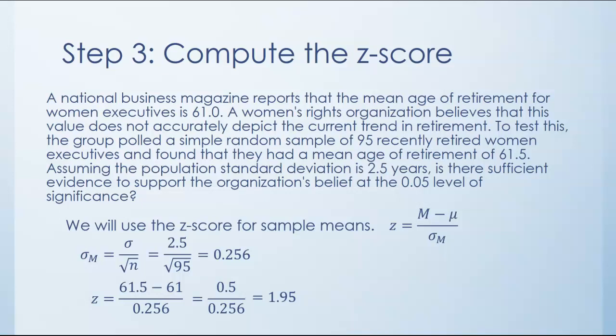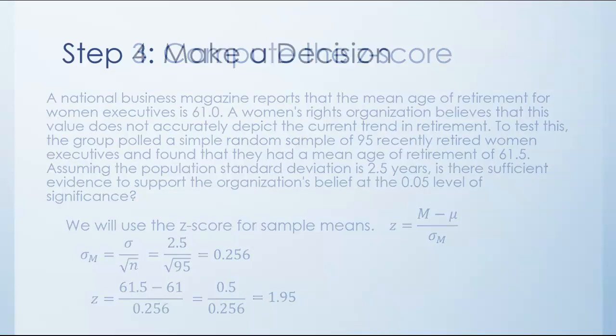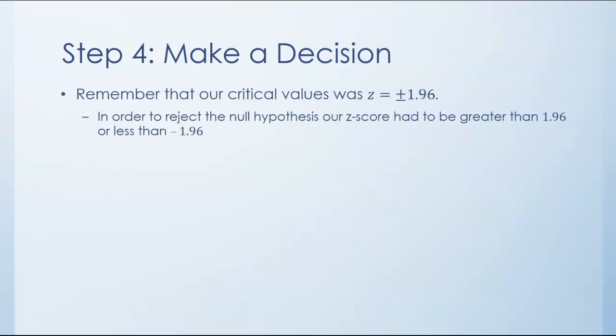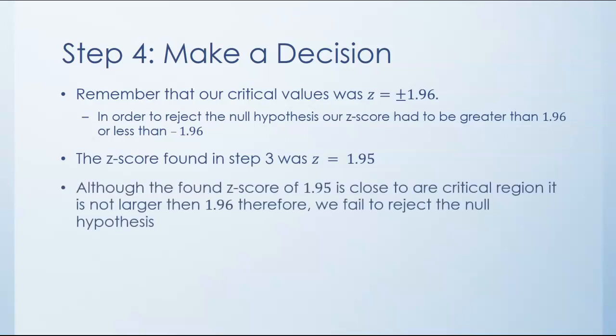So now we've stated our hypothesis, we figured out our critical regions, we've got our z-score, so the last thing we need to do is make a decision. Are we rejecting the null hypothesis, or are we not able to reject the null hypothesis? So I want you to remember our critical value was plus or minus 1.96. So if it was bigger than 1.96 or less than a negative 1.96, we got to reject our null. But remember, for us, our score came out to be a positive 1.95. Now, although that is very, very close to our 1.96, it is still not greater than 1.96. So we would fail to reject the null hypothesis.